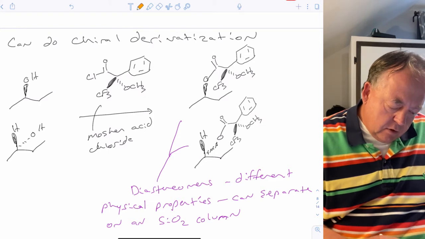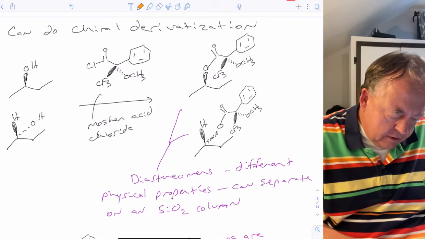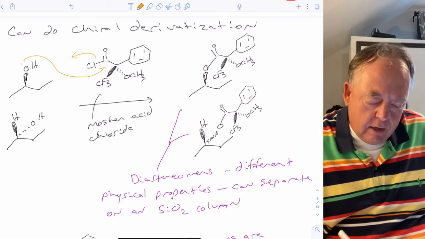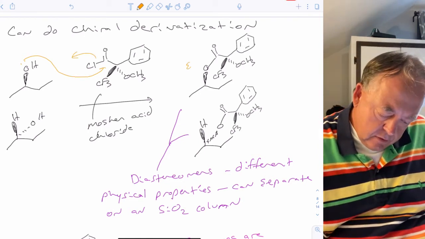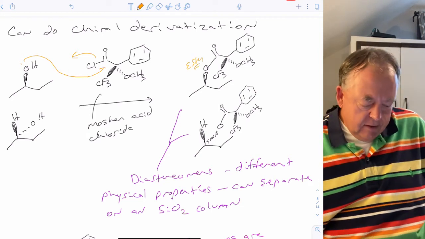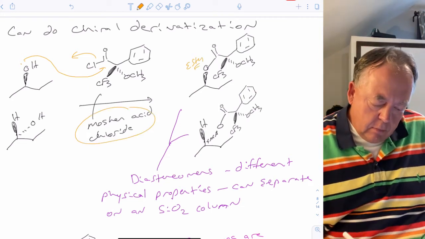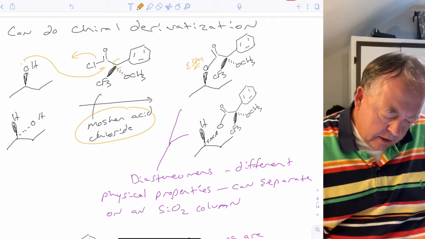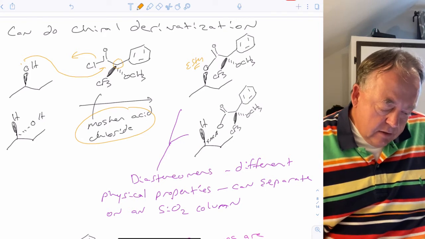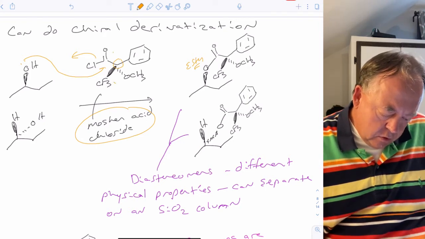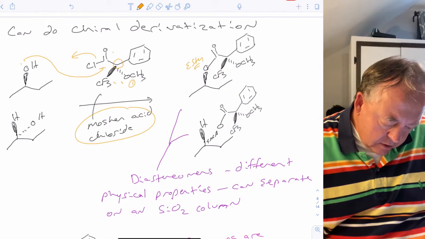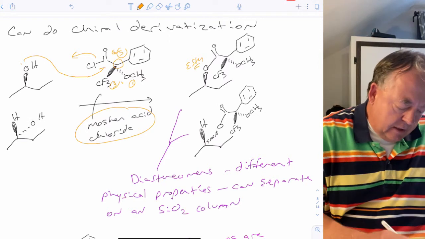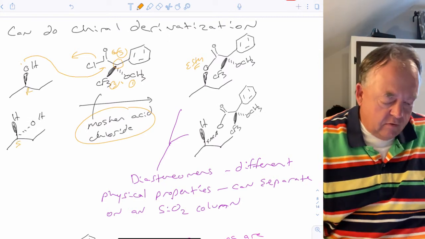If we take these same two alcohols and react them with an acid chloride, basically oxygen would attack carbon and kick the chlorine off, and you would make an ester. In this case, we're using what's called Mosher's acid chloride. The significance is this carbon is chiral, and this would be priority 1, priority 2, priority 3, so this is the S isomer. And here we have the R isomer of this and the S isomer of that.